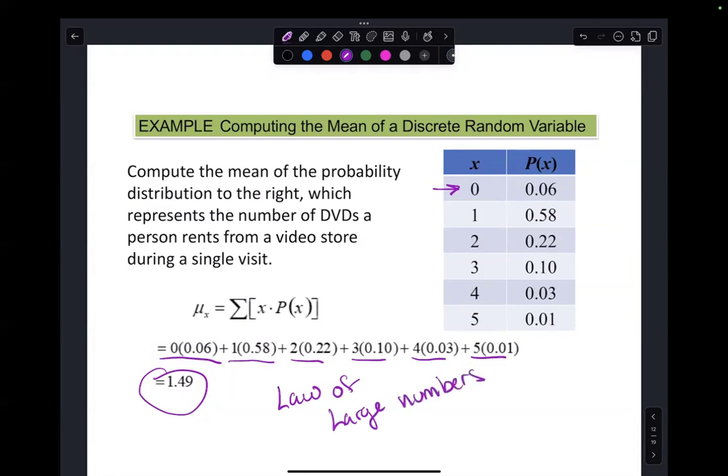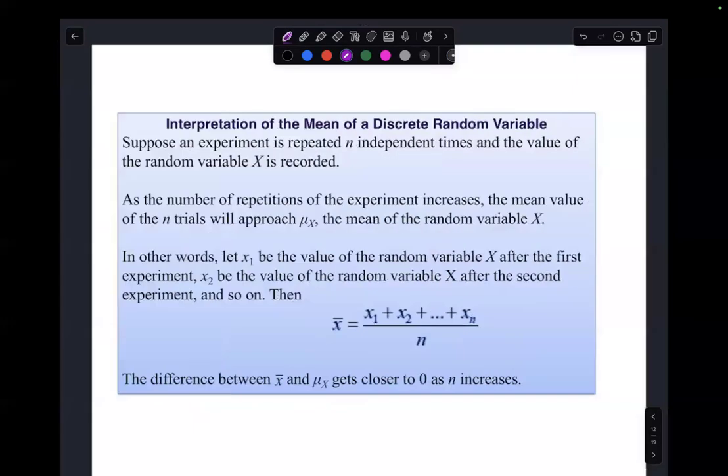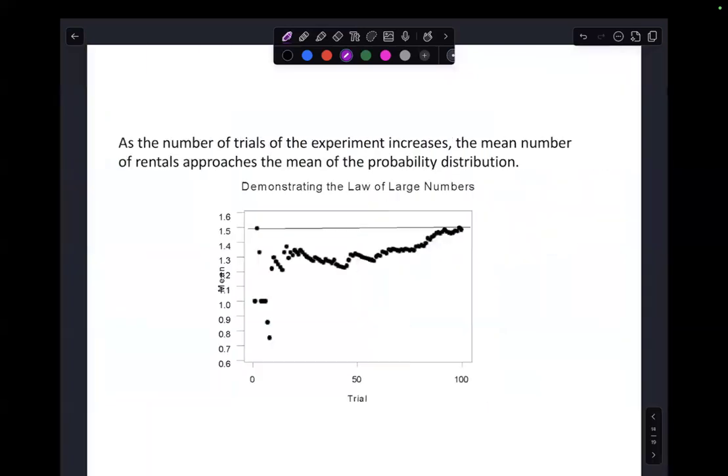If I took many random samples, over time the average number of movies that they rented will approach $1.49. So that's the average it will approach with many samples. I'm going to show you a graph of that. So here it is right here.